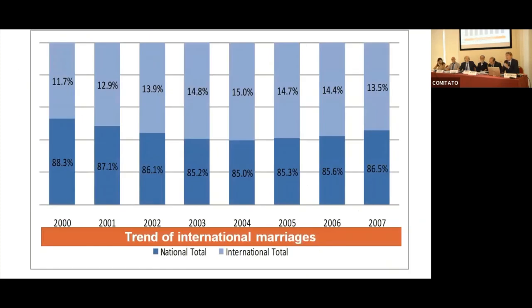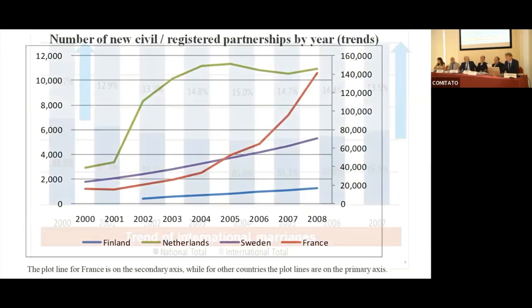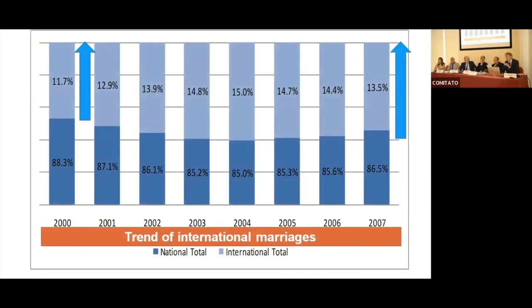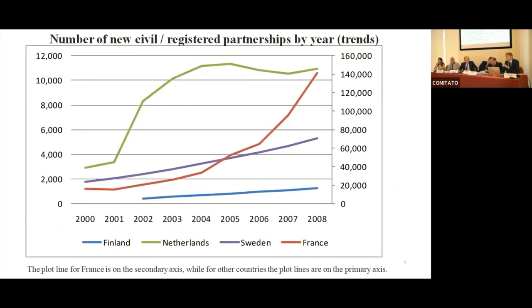In this case, about regulations on property regimes, the analysis was mainly on demographic trend. Let's say the increasing of the percentage of international couples. As you can see, at the time of this assessment, they noticed an increase in the percentage of international couples, as well as registered partnerships. They took a cluster with Finland, France, Netherlands, Sweden, and they noticed that there is an increase also in the registered partnerships.